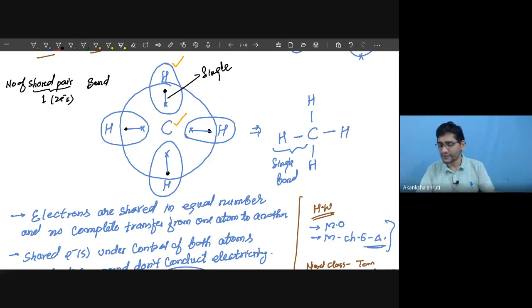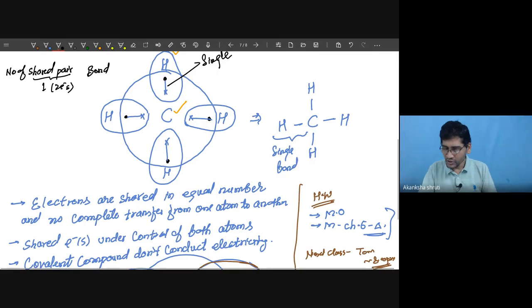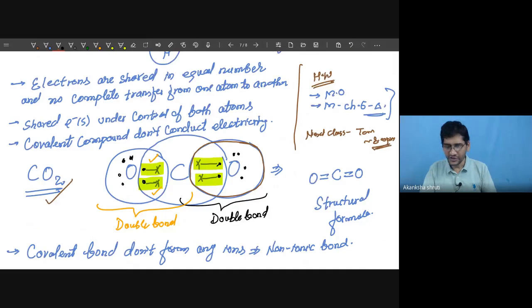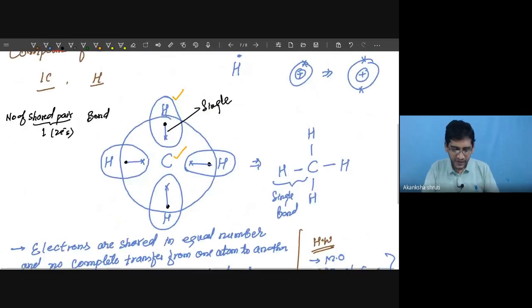But in CO2 we were observing that 2 pairs of electrons are shared, and it is called a double bond. So if the shared pair is only 1, meaning 2 electrons are shared between these 2 atoms, it is called a single bond. This term we will use. So it is single covalent bond or single bond.